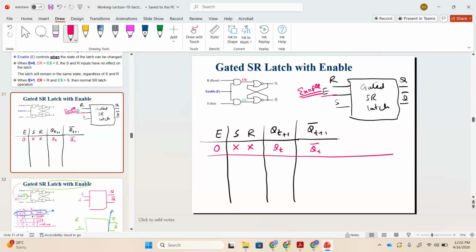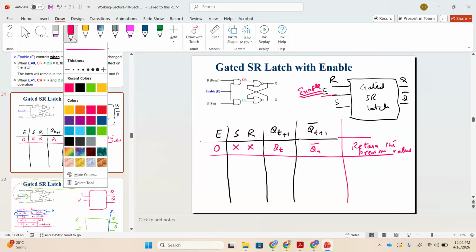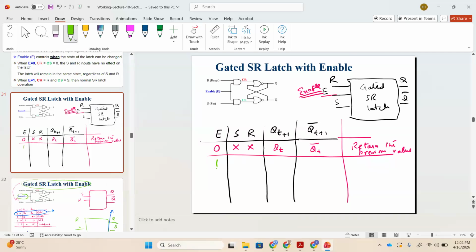So we call this what? Retain the previous value. Got it or not got it? And now, let's assume we have an enable signal of 1. Then the latch will operate as normal. If it's 1, and S and R are 0, 0, what will be the value of QT plus 1 and QT plus 1 bar?